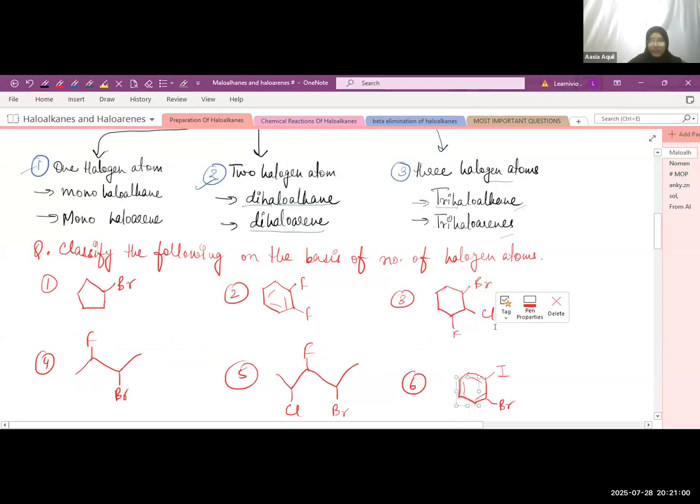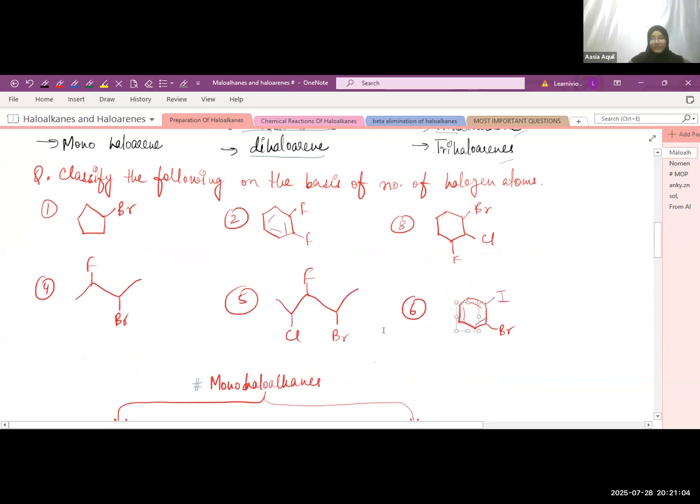If it is okay, then just do this. You just have to classify the following on the basis of the number of halogen atoms, right? So just tell me about the first one. Which type of alkane or arene is it? Haloalkane or haloarene? It's mono. Mono what? Haloalkane or haloarenes?